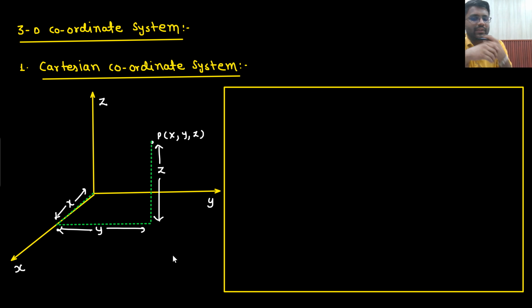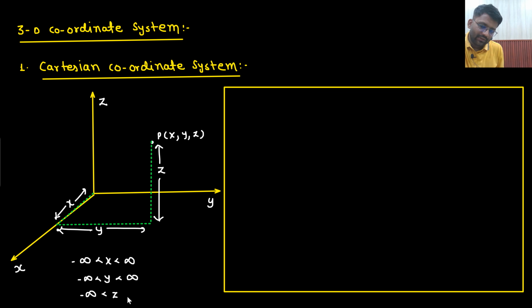What will be the range of x, y, z? So the range would be: x will be going from minus infinity to infinity, y will be going from minus infinity to infinity. Here only the positive axis I have made, but the negative axis will also be there, no? Negative y would be there, negative x would be there, negative z would be there. So if you want to cover the whole coordinate system in 3D, you have to take these limits going from minus infinity to infinity.